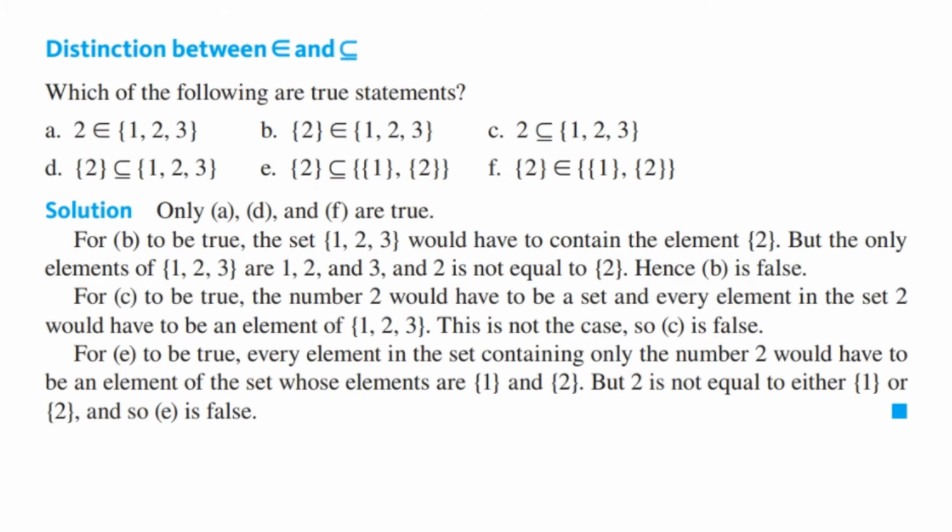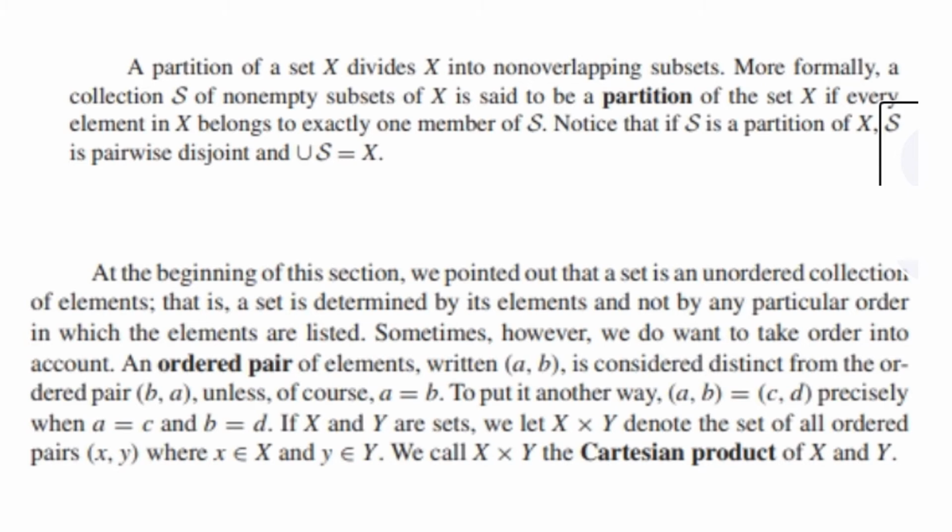A partition of a set X divides the set X into non-overlapping subsets. More formally, a collection script S of non-empty subsets of X is said to be a partition of the set X if every element in X belongs to exactly one member of S. Notice that if S is a partition of X, then script S is pairwise disjoint and the union is X.